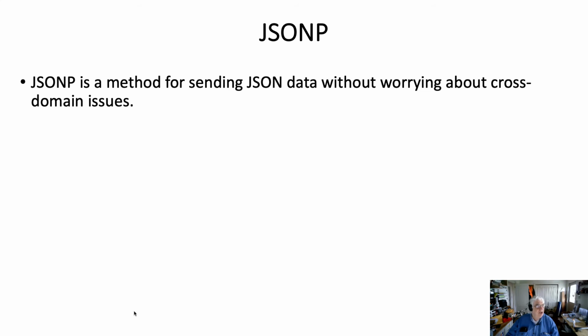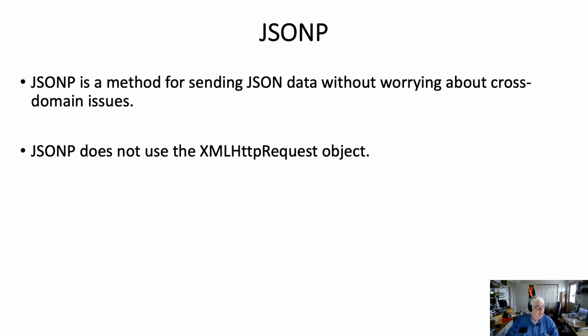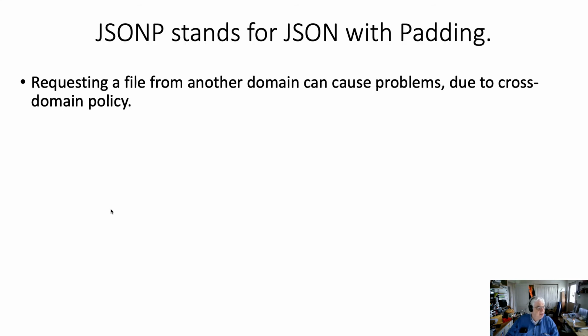There's a thing called JSONP. All the AJAX we've seen so far will only go to something on the same server and in the same domain. But with JSONP, we get around that. It doesn't use an XMLHttpRequest object. Instead, it uses a script tag. JSONP stands for JSON with padding.